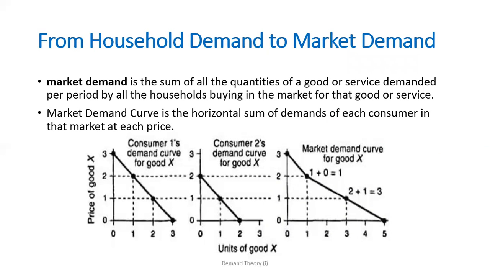Here at price 1, consumer 1 demands 2 unit of commodity, consumer 2 demands 1 unit of commodity. Therefore, total demand will be 3 units. When the price increases to 2, consumer 1 demands 1 unit of that commodity, whereas consumer two's demand falls to 0. Therefore, total demand at this price will be 1. When the price further increased to 3, consumer one's demand also fell to 0. Therefore, total demand in this case will be 0.